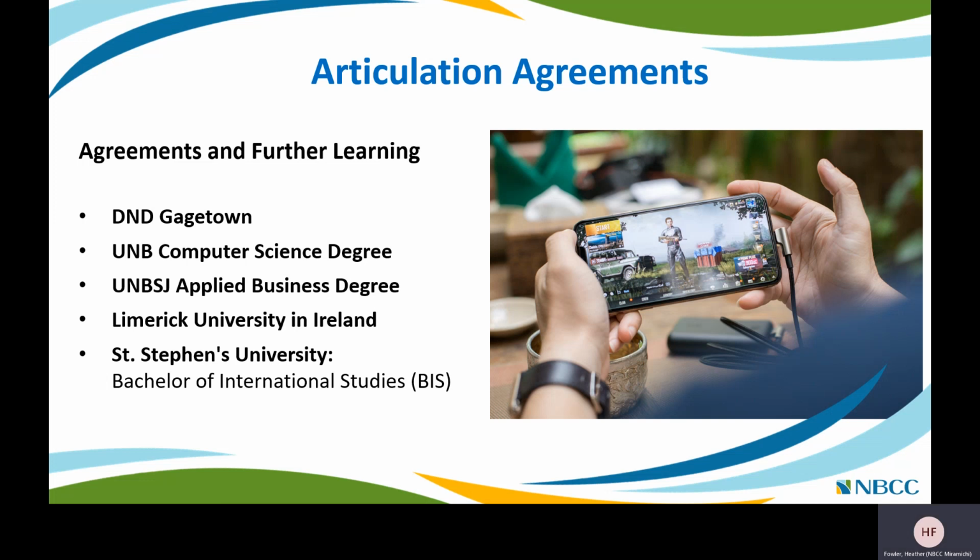We also have articulation agreements. Articulation agreements mean that you can do 2+2 learning. For example, you can come to NBCC and get a 2-year diploma, but then you can go on to university and get a degree. So we do have articulation agreements with UNB Computer Science, UNBSJ in an applied science business degree, with Limerick University, and even St. Stephen's University.